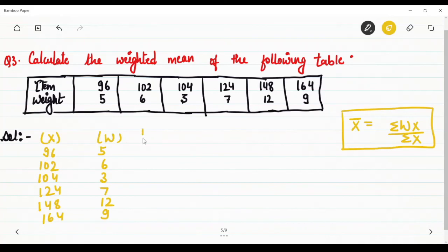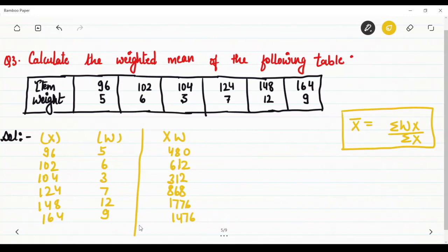According to the formula, we need to multiply both the values and we will get 480 here, then 12, here we get 612, then 312, then 868, 1776. I hope this calculation is correct. Okay, yes, this is correct. Then 1476. Now according to the formula, we need to do the summation of all these values, and after summation we get 5524.